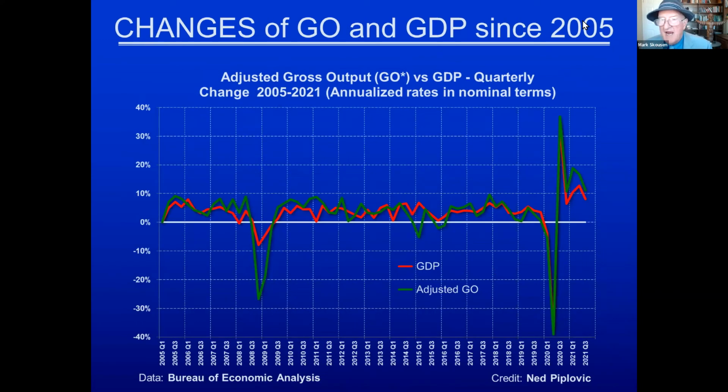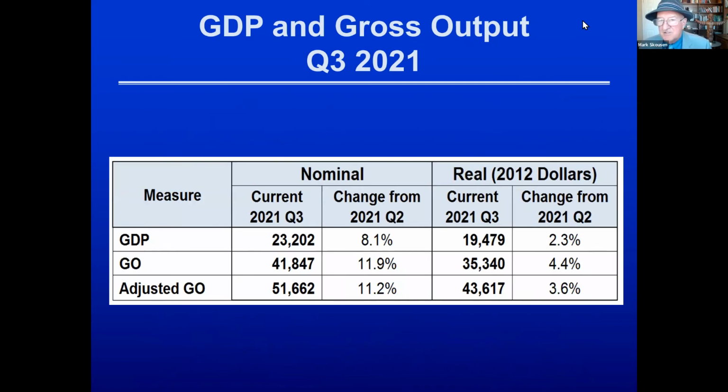So here you can see changes in GDP. This shows it even better on how volatile gross output is compared to GDP during 2008 as well as 2020. So dramatic shifts in the two sectors of the economy. And again, gross output is much more volatile than GDP. So this is the latest statistics.